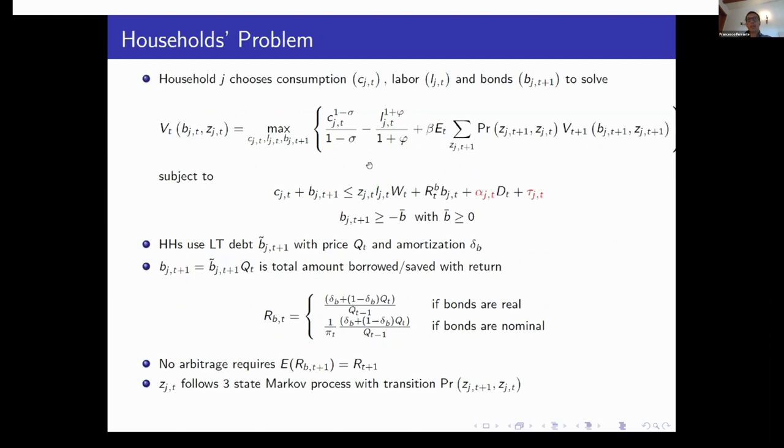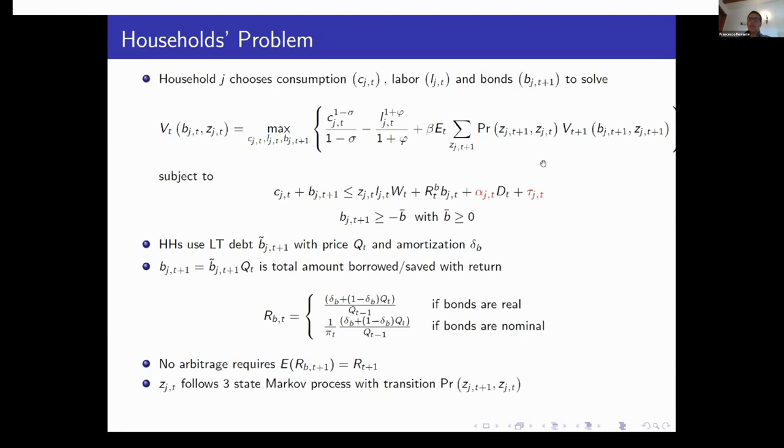On the right-hand side, we have income, labor income, where Z is the idiosyncratic productivity and W is the real wage. We have the return on the bond. So if B is positive, this is a positive return, otherwise this implies a negative return coming from the borrowing from the previous period. And then households are given a share of aggregate dividends, which depends on each household, and we'll be more specific on that in a minute.